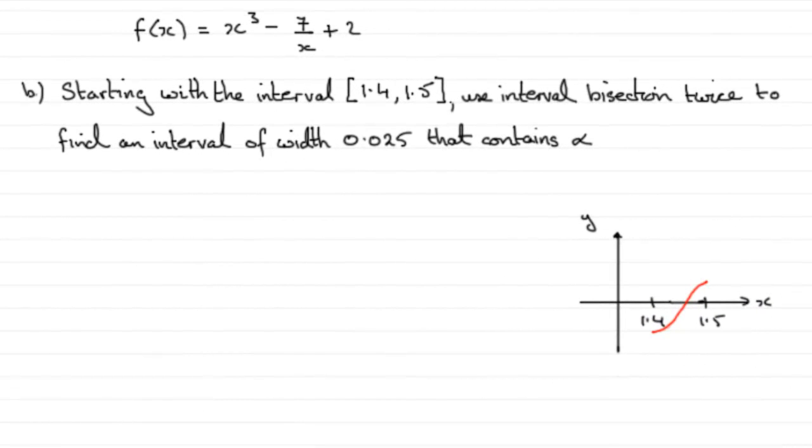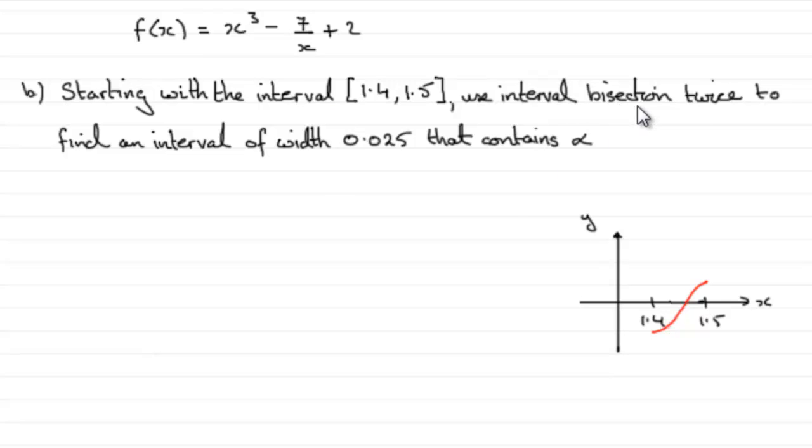Now for part B, we've got to start with the interval 1.4 to 1.5, where we know that there's a root that lies somewhere in between here. That's from the first part. And we've got to use interval bisection twice to find an interval of width 0.025 that contains this root alpha that makes f of x equals 0.